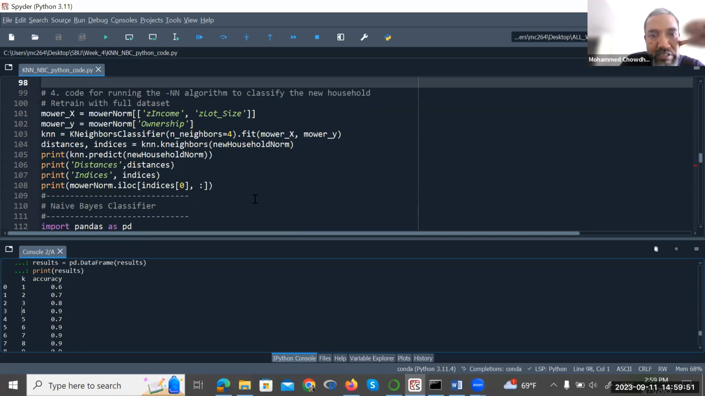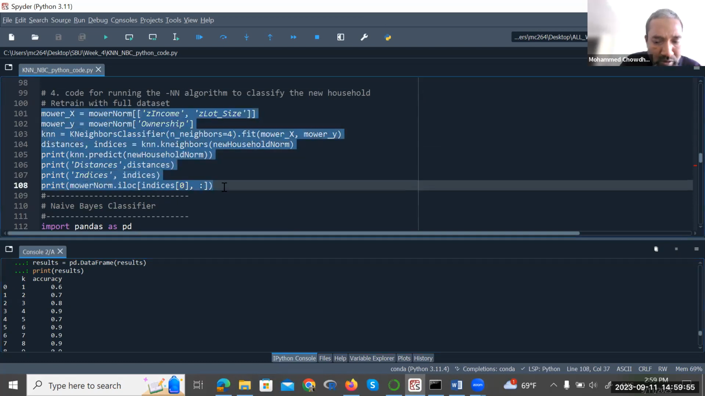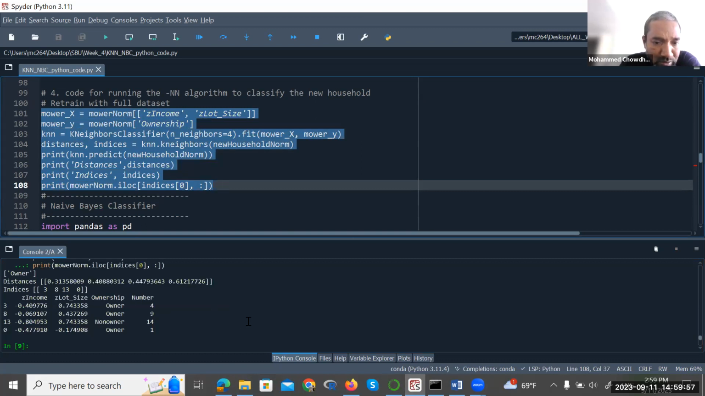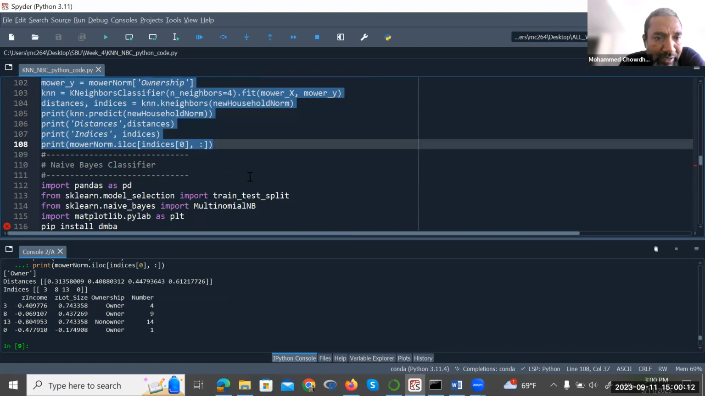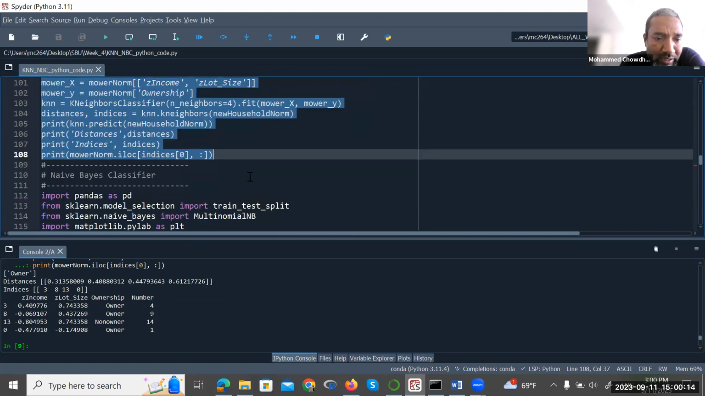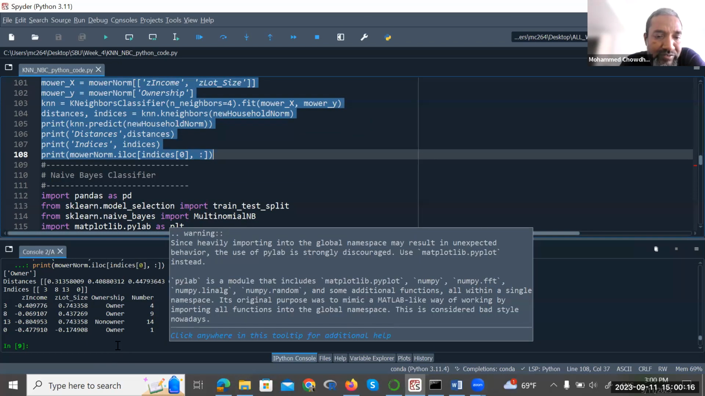Code for running the algorithm to classify the new household and retain full data sets. Now, if we run this, we see the new household will fall in the owner category. Okay, new household falls in the owner category. This is what we have seen.